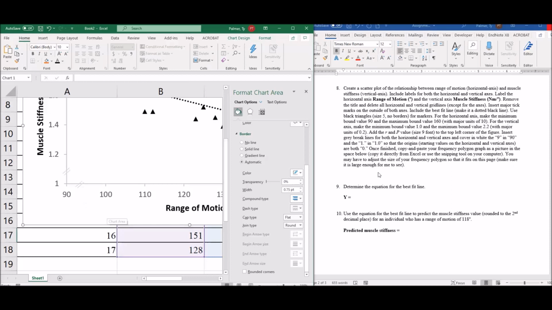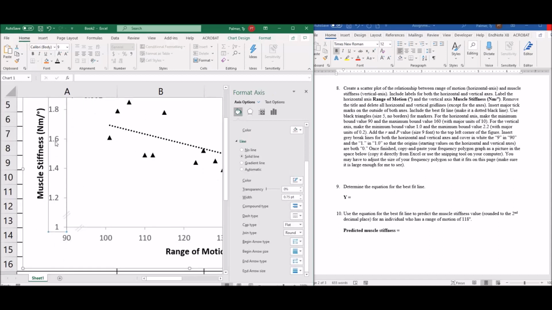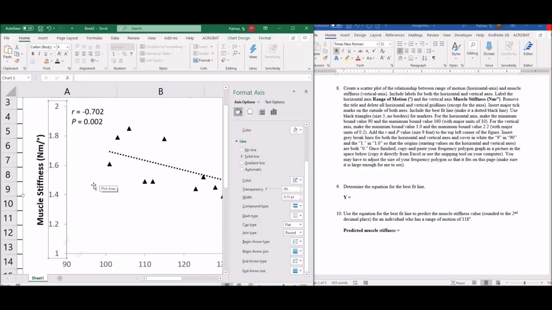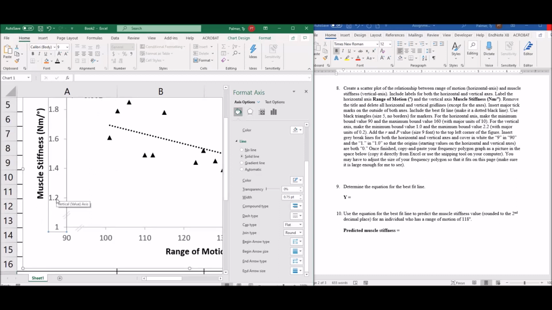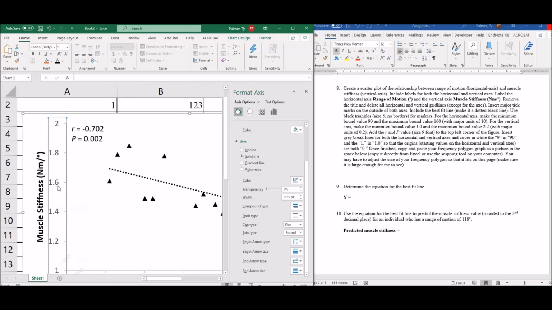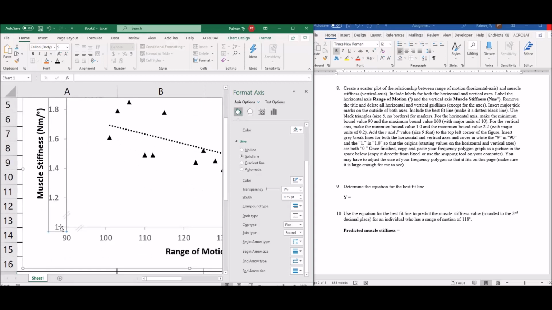Okay, the next step, and I probably should have done this earlier, says that we need to cover in white the 9 point 90 and the 1 point 1.0, so that the origins, the starting values on the horizontal and vertical axes, are both 0. Before we move on any further, notice that in my vertical axis here I've got 1, but it's not 1.0. This is actually pretty important for this particular assignment.